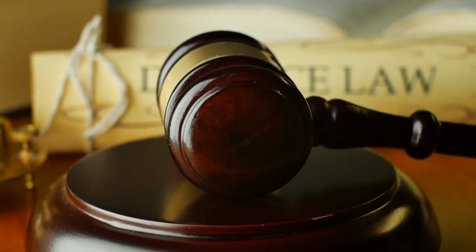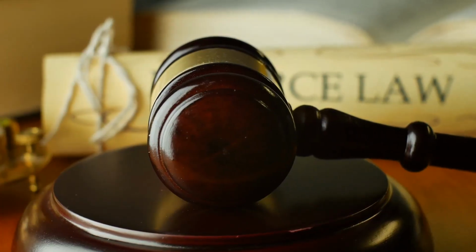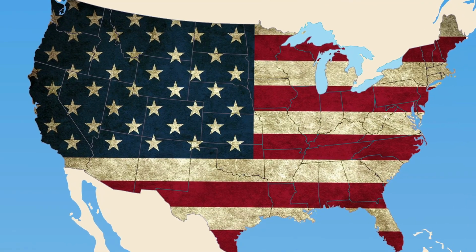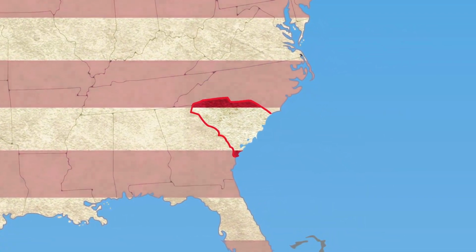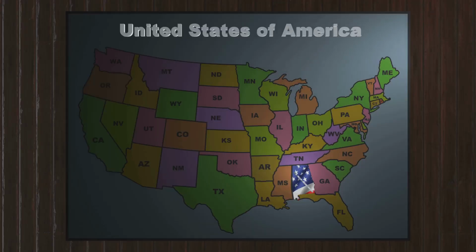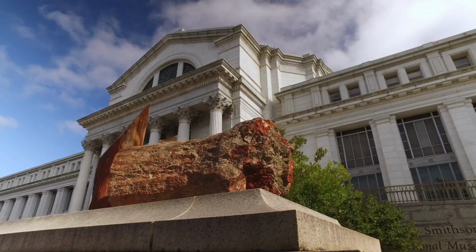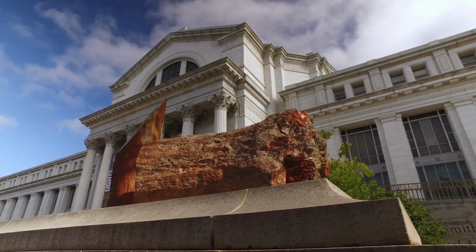Nullification isn't just some abstract legal theory, it's been tried before. One of the earliest and most famous examples involves the Tariff of Abominations in 1828. Southern states, especially South Carolina, felt this tariff on imported goods unfairly favored northern industries. They argued it was unconstitutional and threatened to nullify it. Talk about a constitutional crisis.